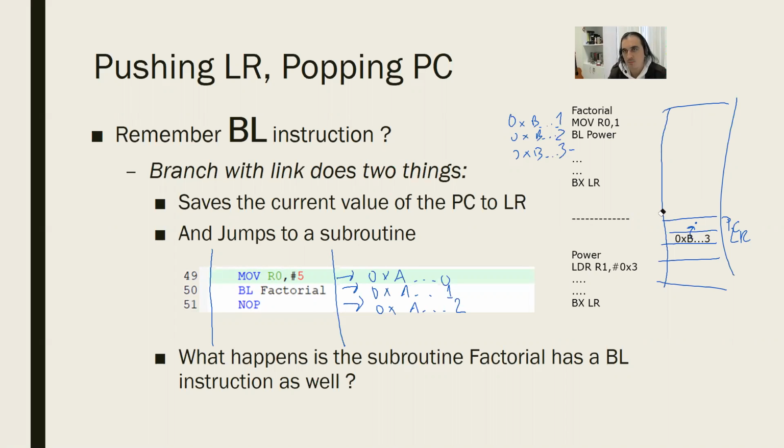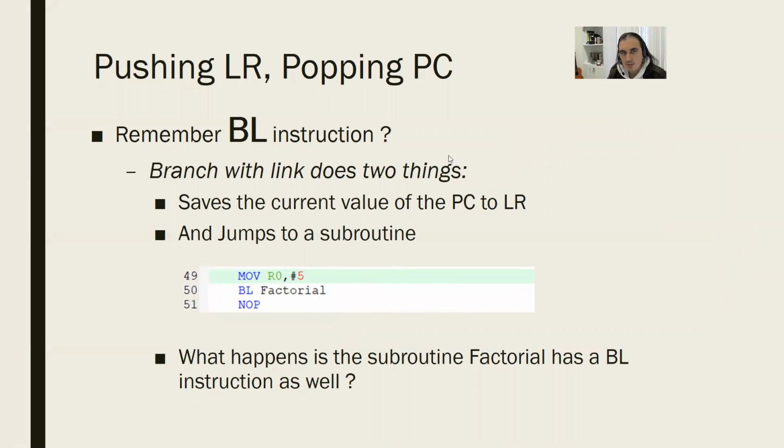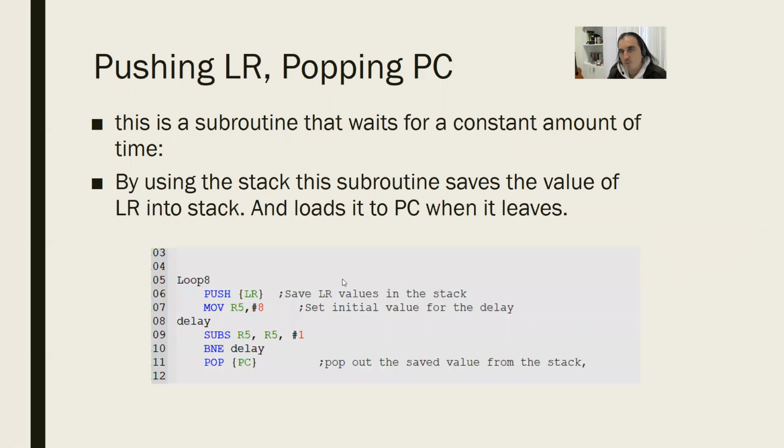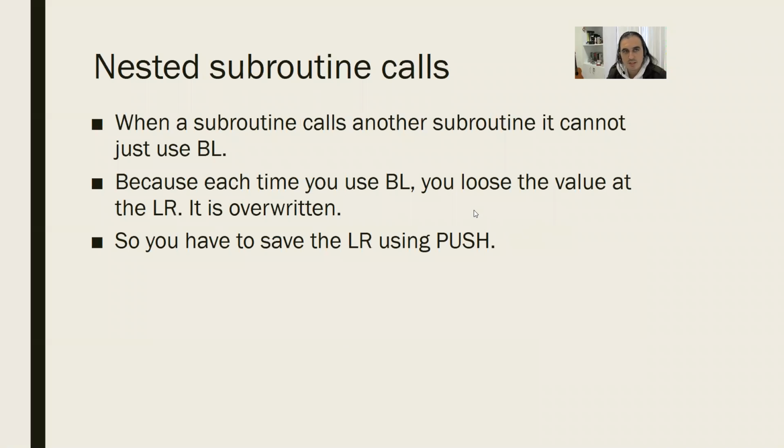And that's the problem. So when you're calling functions from functions, actually it is not possible to use BL. You need another kind of mechanism. And actually that mechanism is push and pop PC. How are we going to do it? I'm going to be showing you very clearly.